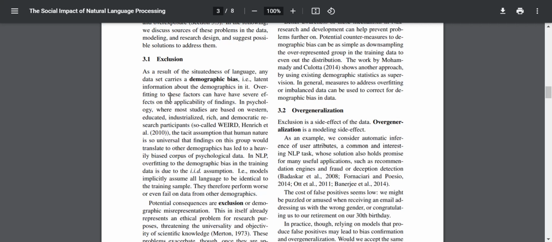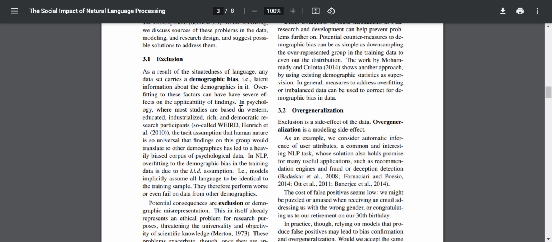And even if the data is for a similar topic, even then you'll find some differences. Overfitting to these factors can have more severe effects on the applicability of findings. So basically, what you're saying is the model learns to use these demographic biases, say the way of speaking or the way of using a word, then when applied on, say, an international social media platform where people are using British English, Australian English, and so on, it will perform very poorly.